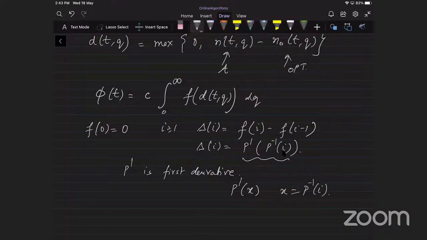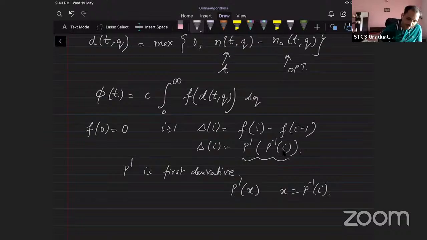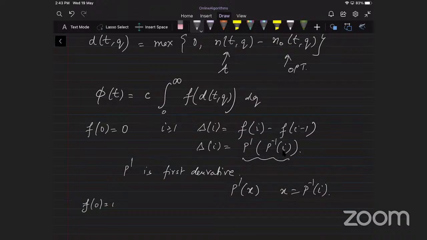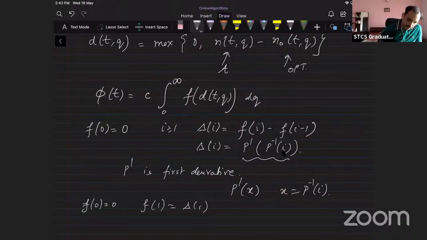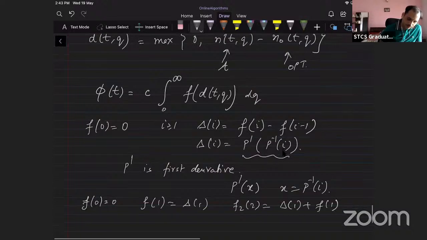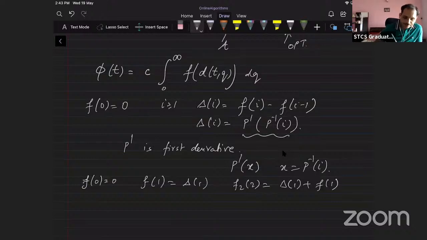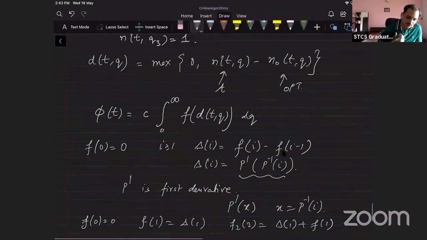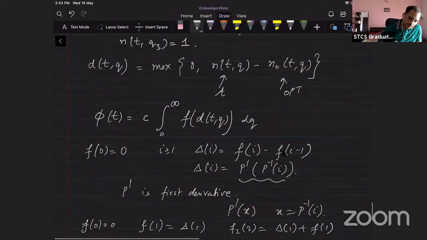So how do we get f from this? Think of delta i. f of 0 is 0, so the starting point is clear. You know what delta of 1 is, which is f1 minus f0, so f1 is nothing but delta 1. So f0 is 0, f1 is delta 1, f2 is delta 2 plus f of 1, and so on. Everything well defined? Okay. And all these are integers, so d of t comma q is either 0 or an integer. So this is my potential function.